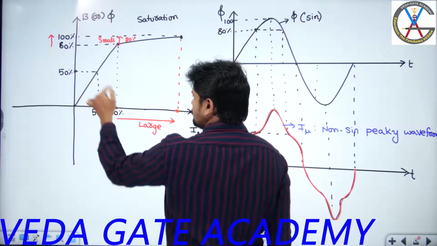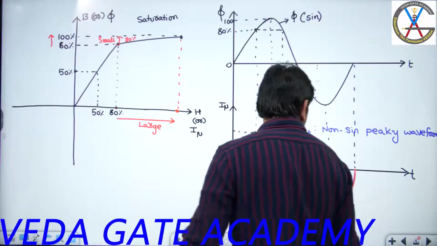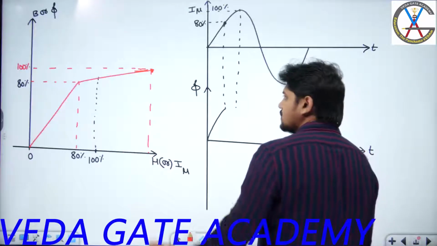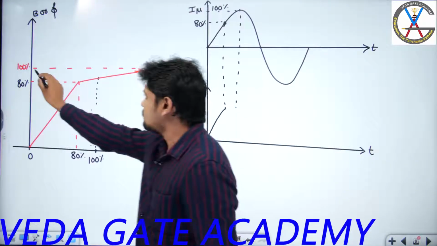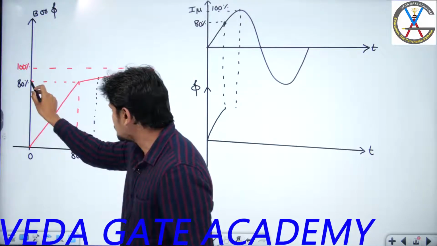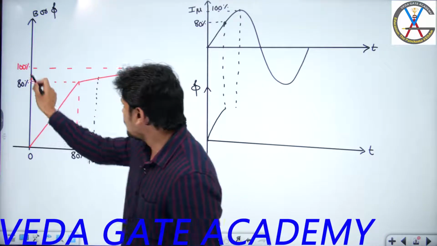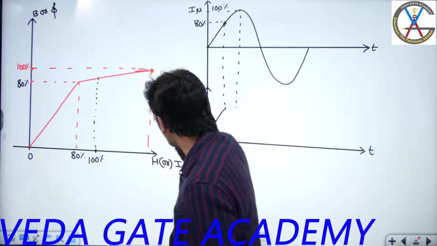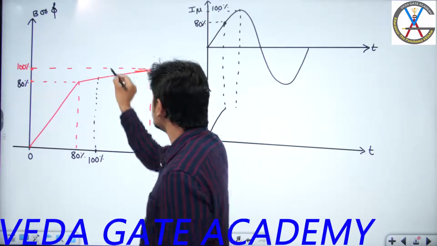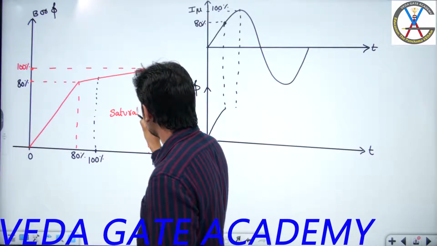This is 50%, 50. This is 80, and this maximum value I am considering as 100%. Now if you try to consider again, this is 100% of the flux, maximum flux, and this is 80%. For 80% of the flux I require 80% of magnetizing current. Now for 100% of the flux I require a very huge amount of current. Why? Because of saturation.